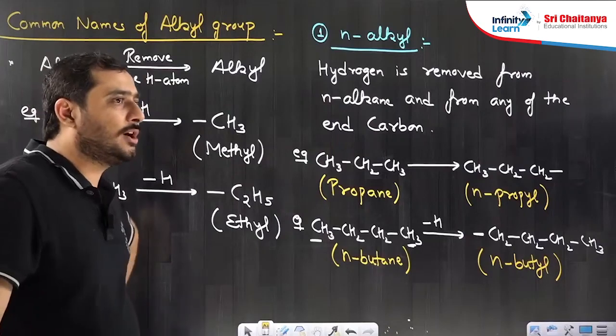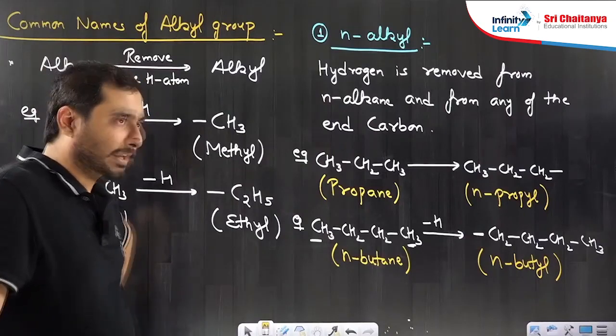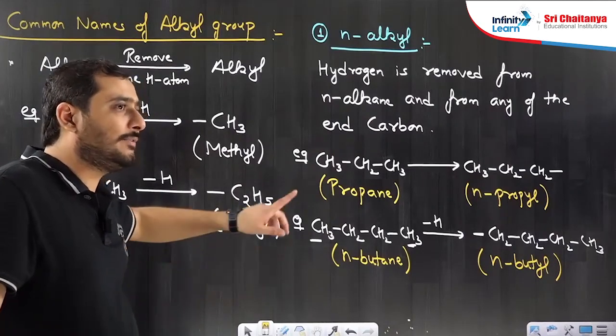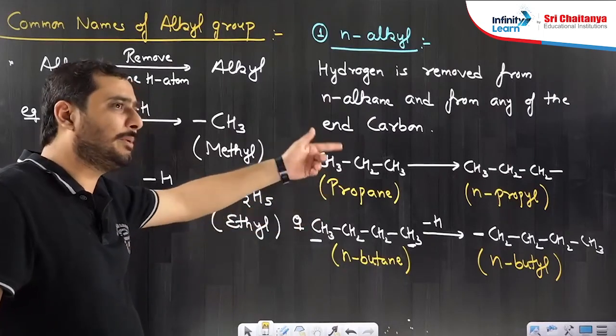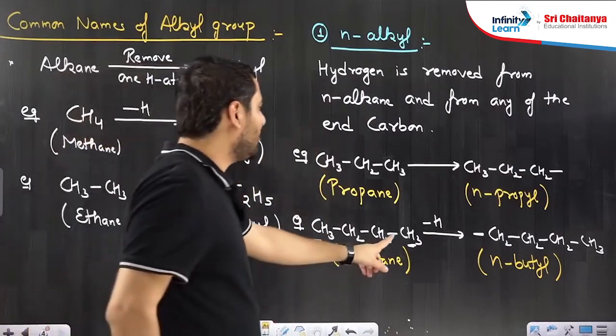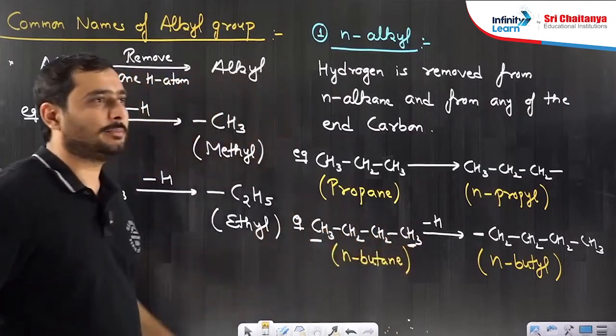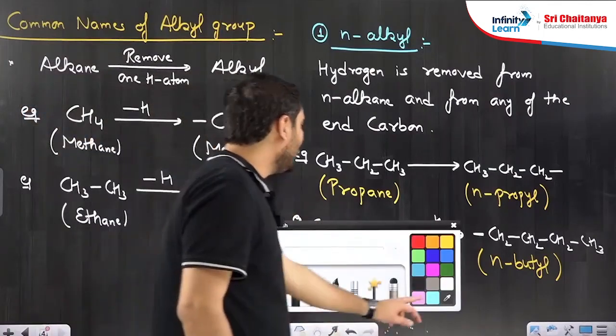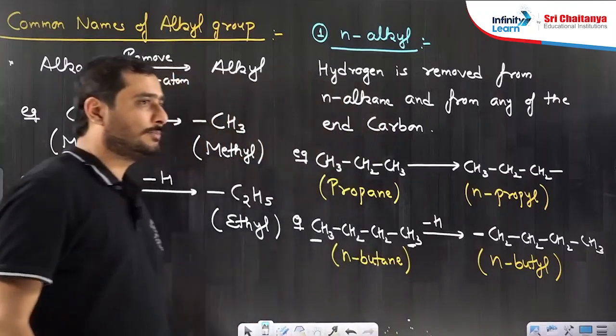Any doubt in this normal alkyl? Easily you can draw. If you remove hydrogen from any carbon other than the end carbon, then the name will be different. But for normal, we have to remove from the end carbon. So this is the first type of alkyl group.